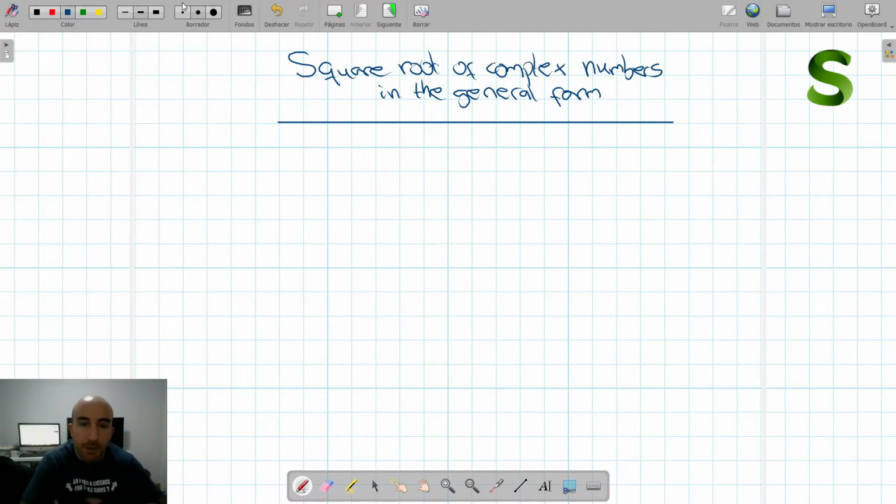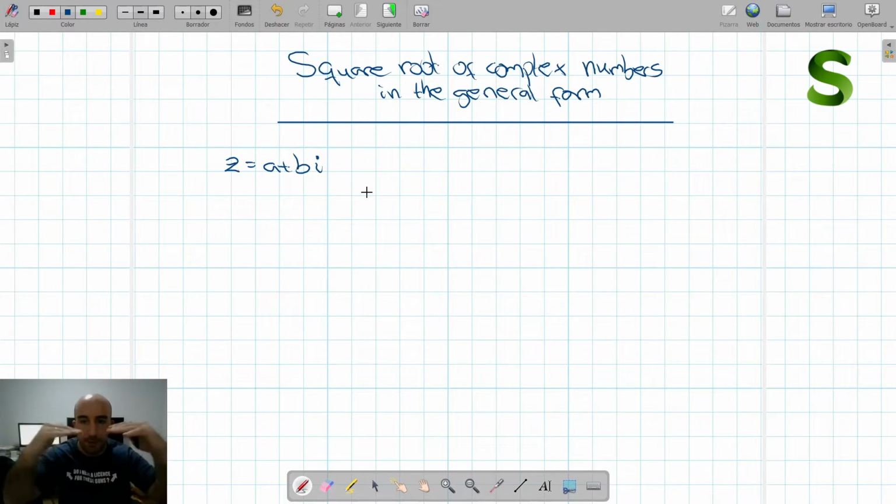Hi, so today we're going to calculate the square root of complex numbers written in the general form. Remember that the general form of a complex number, also called the rectangular form, is z equals a plus bi, where a is the real part and b is the imaginary part. Okay, so in general terms, the square root of a complex number is a complex number.